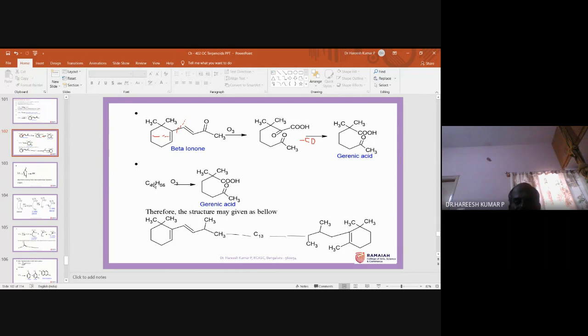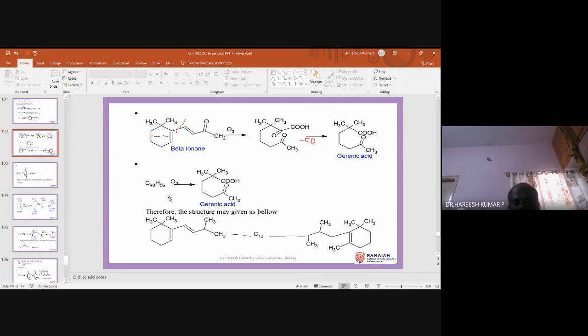A carotenoid itself is taken, meaning beta carotene itself is taken, and that is subjected to ozonolysis. And here also the product formed is geranic acid. So what does it indicate? Carotenoids also give geranic acid, and beta ionone also gives geranic acid. That means the carotene should contain a six-membered ring, and there is a double bond, and there is a dimethyl group, and then a methyl group.